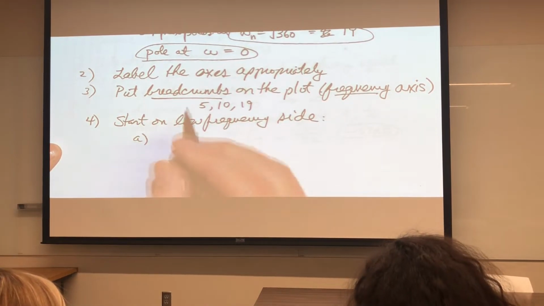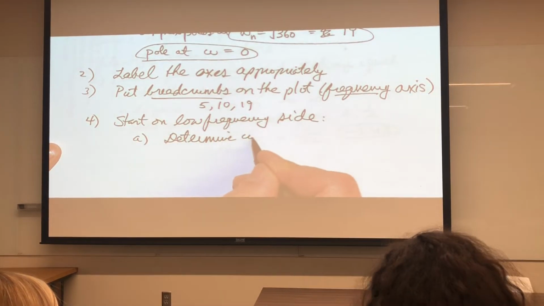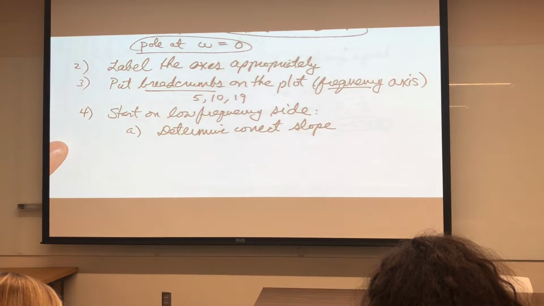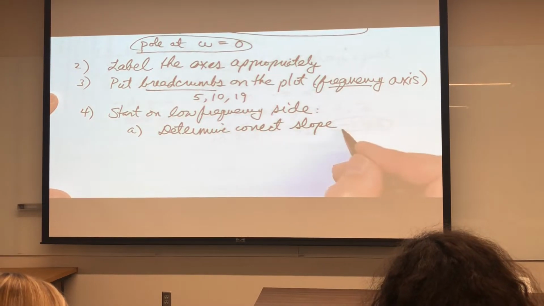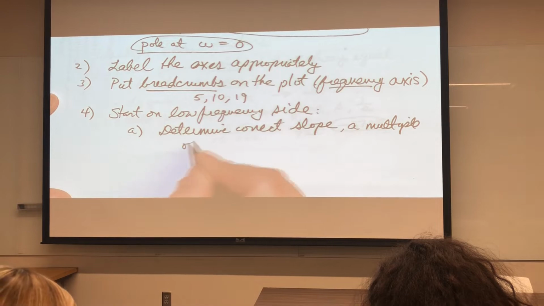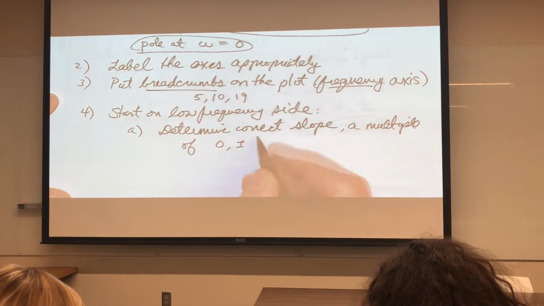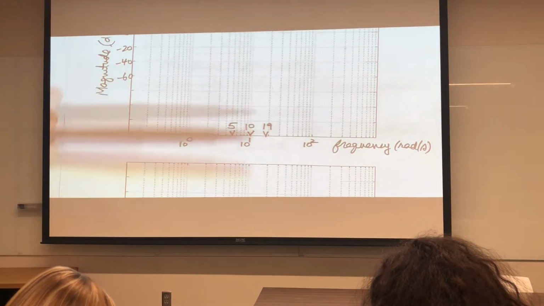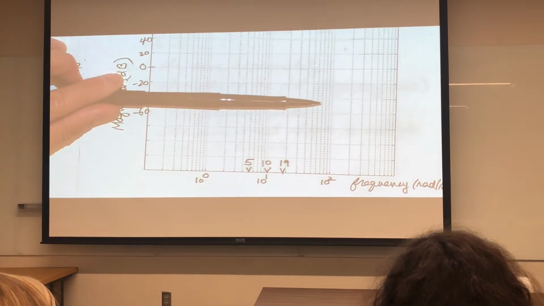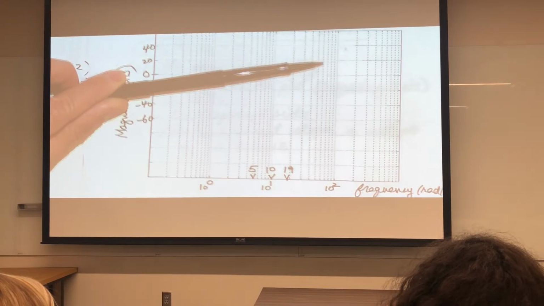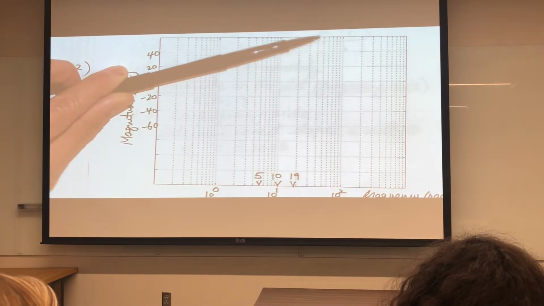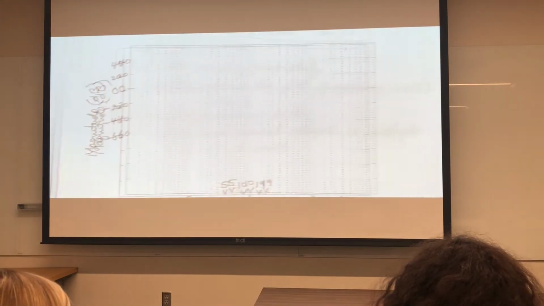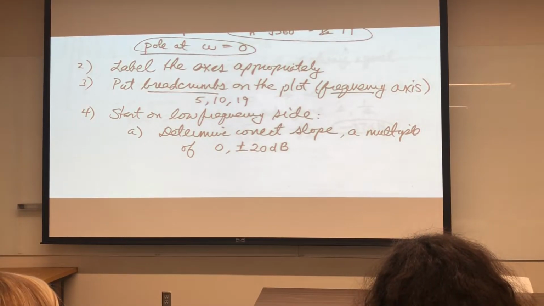And the first thing we do is determine the correct slope. Okay? Now the slope is always going to be a multiple of 20 dB. Okay? It's a multiple of 0 plus and minus 20 dB. That means the initial slope could be flat, like this. It could be a flat line like this. Or it could be a line that looks like this, that rises at 20 dB per decade. Or it could be like this, which rises at 40 dB per decade. Or it could be a negative slope like this. But the slopes will always be a multiple of 20 dB. Or it could be flat. Okay? So we're going to determine the correct slope.